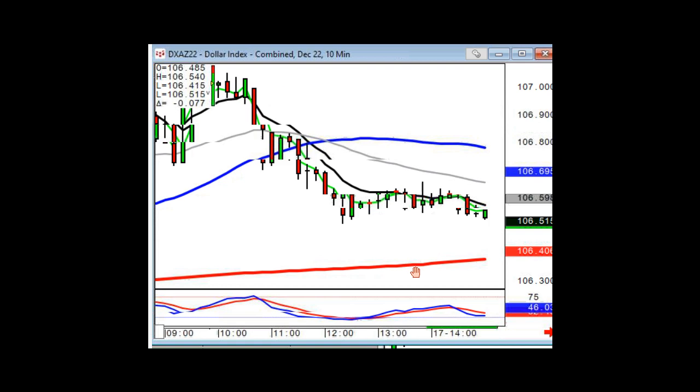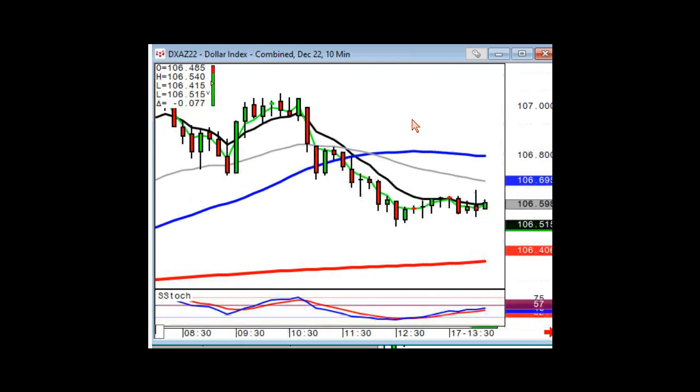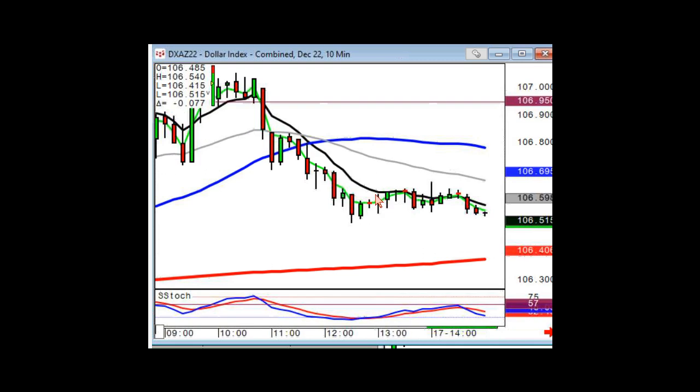There's your dollar. When it broke through this level, which way do you think it was going? Down, might have covered it in here.